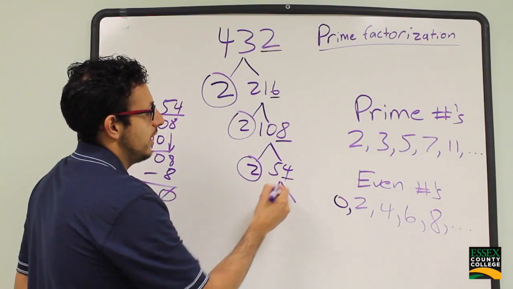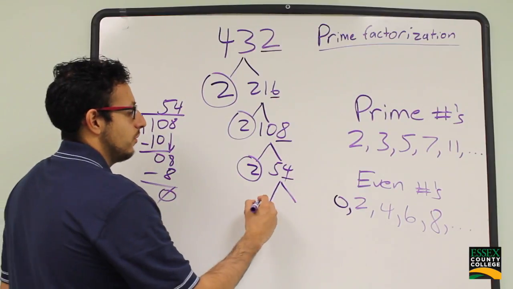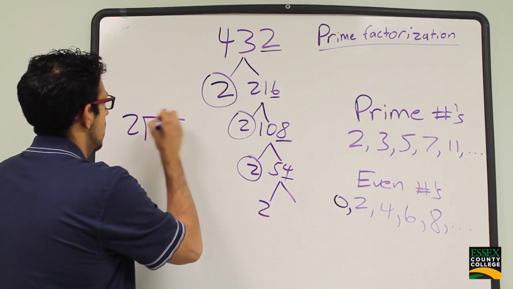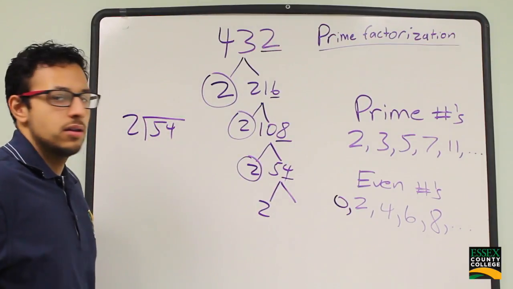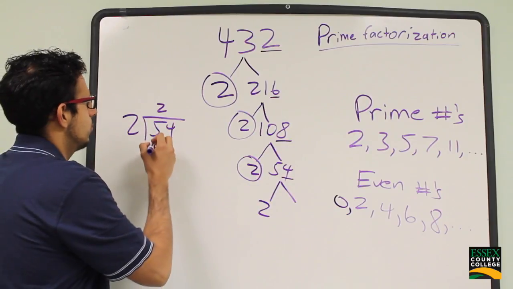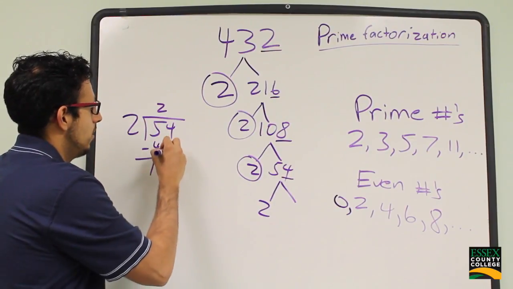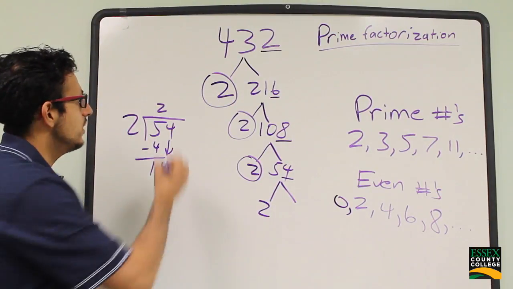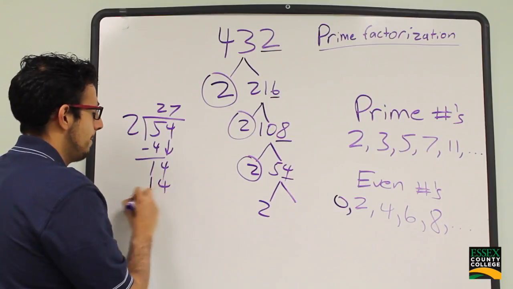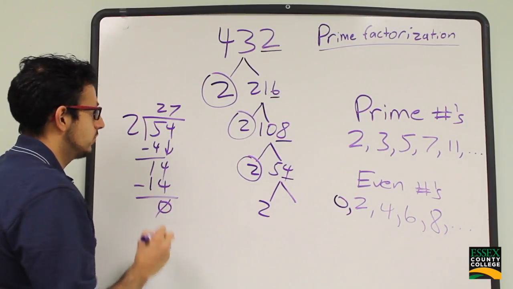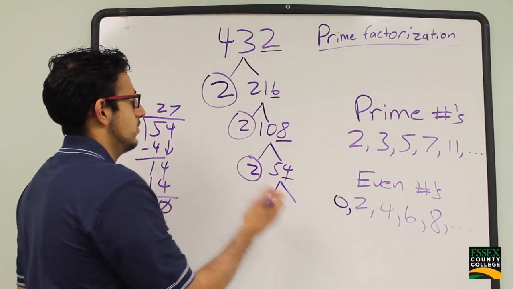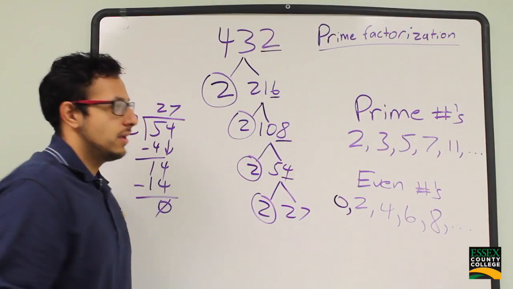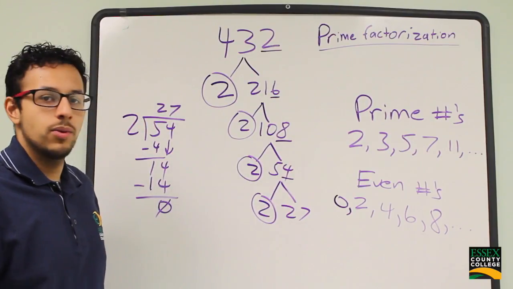54 ends in 4, one of the even numbers, so we know one of the factors is 2. Now we divide 54 by 2. 2 goes into 5 twice. 2 times 2 is 4. Subtract, we get 1. Bring down the 4. We get 14. How many times does 2 go into 14? 7 times. 7 times 2 is 14. Subtract, and you get 0. So 54 divided by 2 is 27. One of the numbers is prime, so we can circle that. We continue with 27.